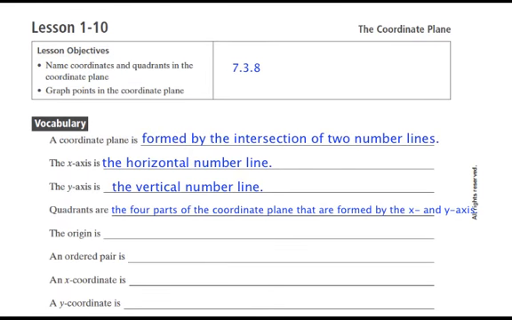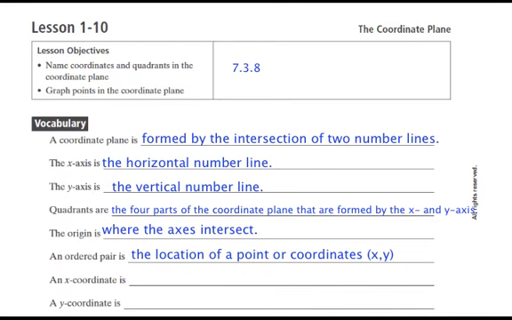Quadrants are the four parts of the coordinate plane that are formed by the x and y axis. We'll identify those in the picture below. The origin is where the axes intersect. An ordered pair is the location of a point or coordinates, the x and y.